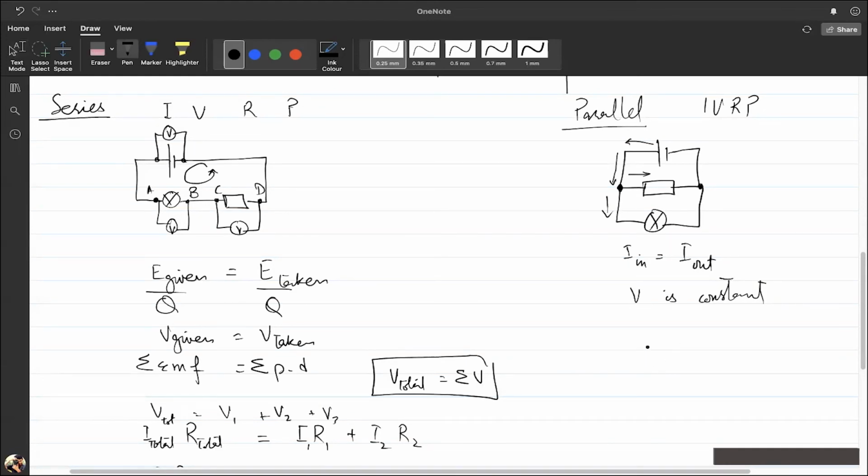Okay. So what changes then? It is the current that changes. And what does it depend on? It is dependent on resistance. And that is the idea that allows you to compare the parallel circuits.